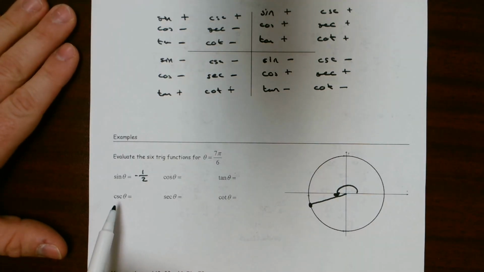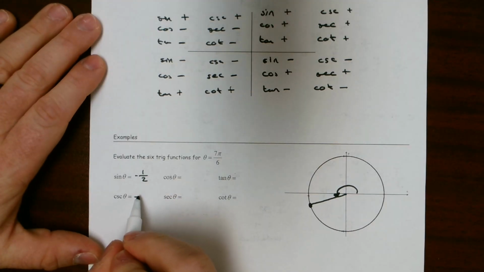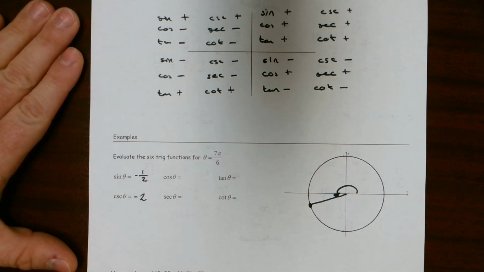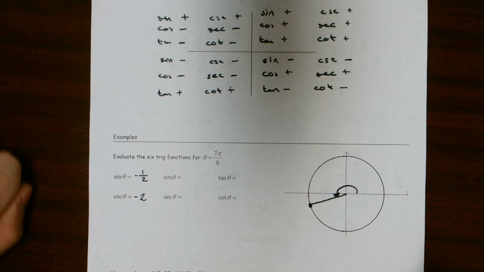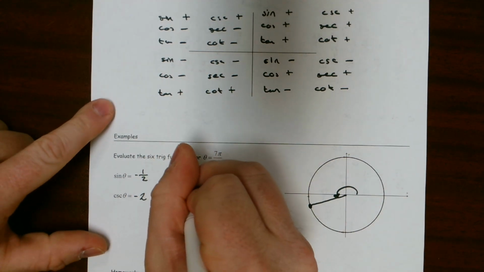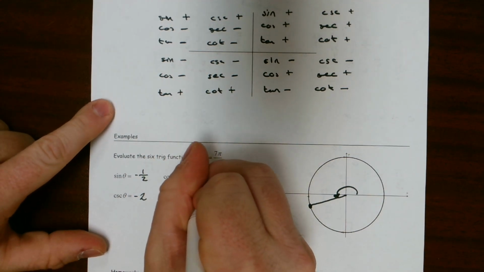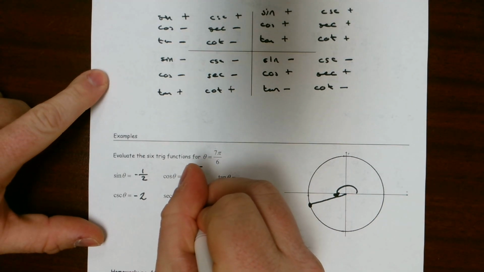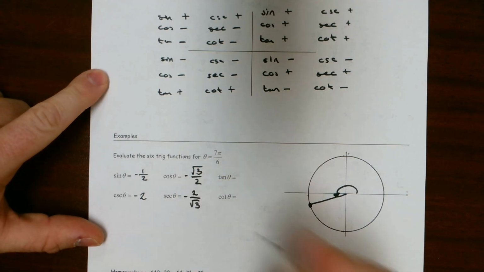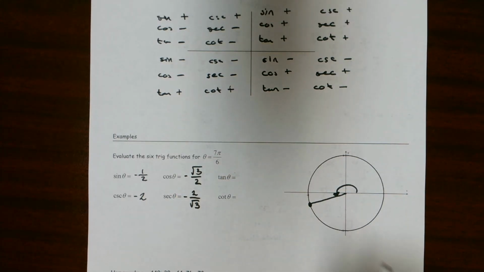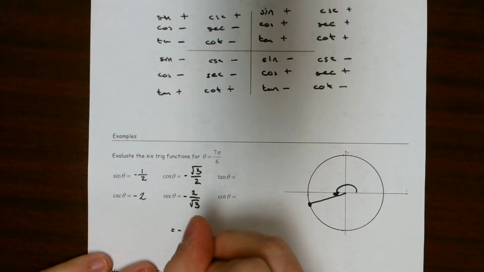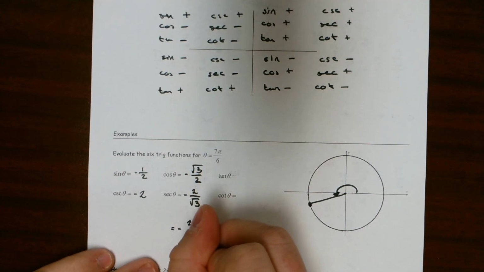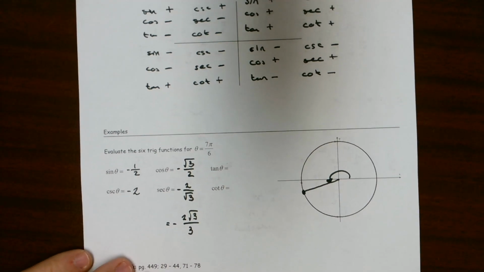And if you flip it, you're going to get negative 2. The cosine of 7 pi 6 is going to be negative radical 3 over 2. And if you flip it, you should get negative 2 over radical 3. Well, we can't have a radical in the denominator, so that's going to be negative 2 radical 3 over 3.